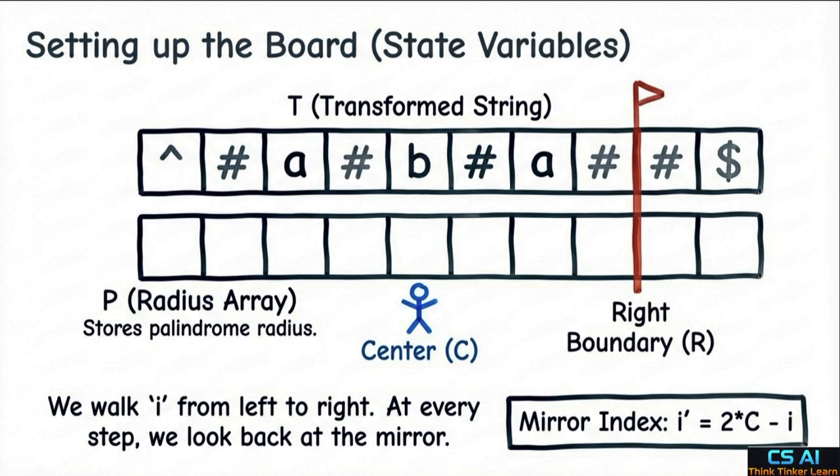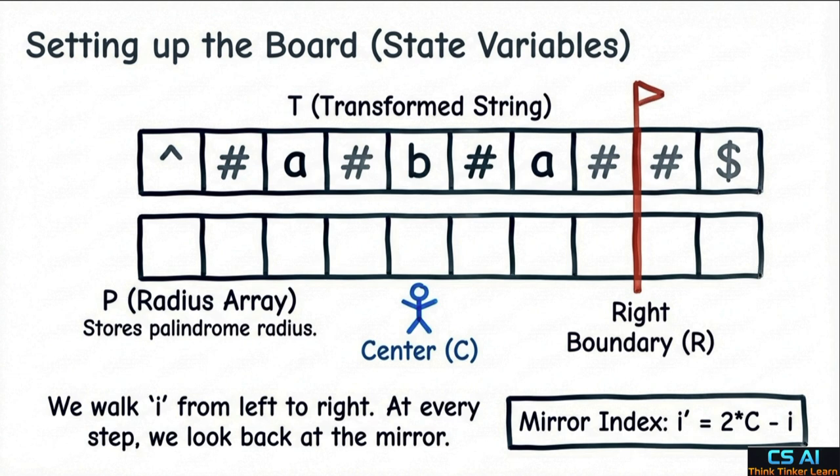To turn this intuition into code, we need to track our state. We have our transformed string t and a new array called P, the radius array. P[i] will store the radius of the longest palindrome centered at index i. We have three main players. Center C, the center of the palindrome that currently has the furthest reaching right boundary. Right boundary R, the right edge of that C palindrome. Mirror index i'. This is calculated as 2 times C minus i.